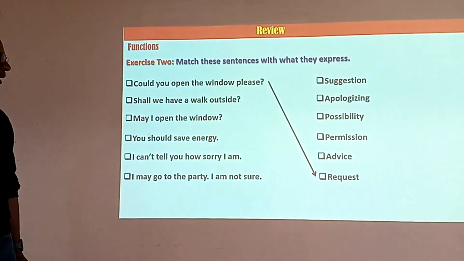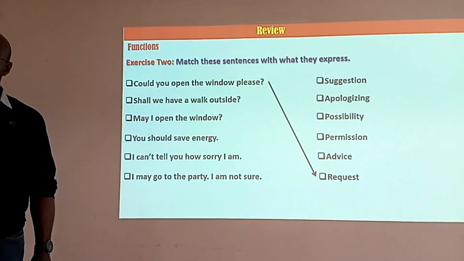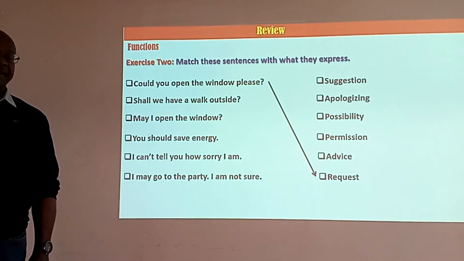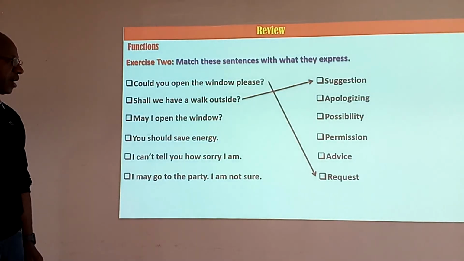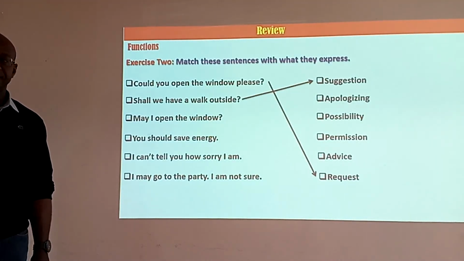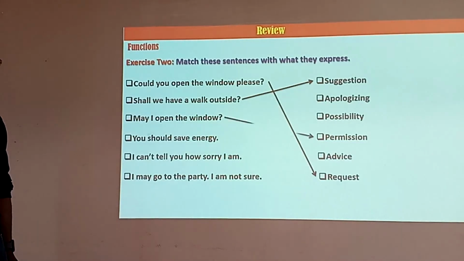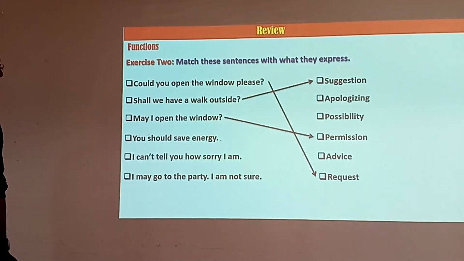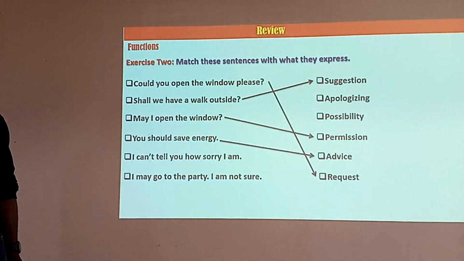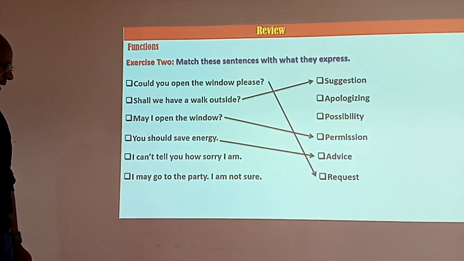Good. Next one. Shall we have a walk outside? What does this sentence express? Good. Suggestion. Very nice. Next one. May I open the window? Good. Now let's see. Correct. It expresses permission. Good. Now let's look at the other one. You should save energy. Good. It expresses advice.